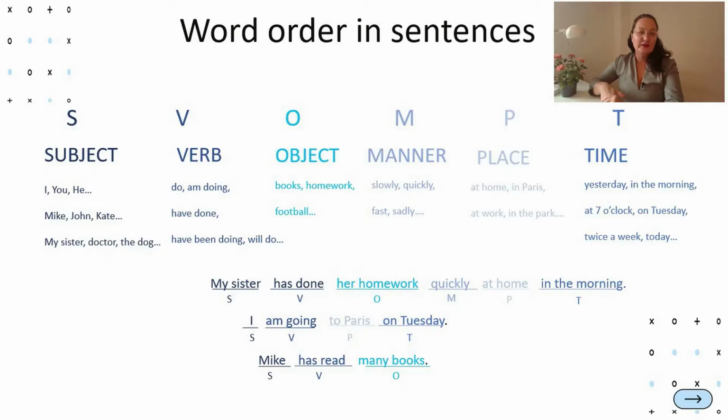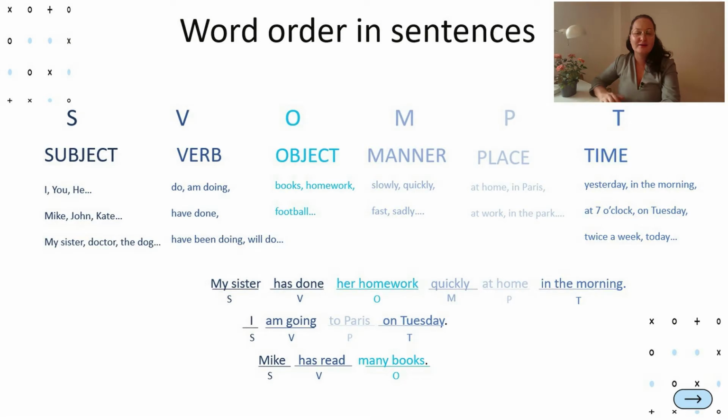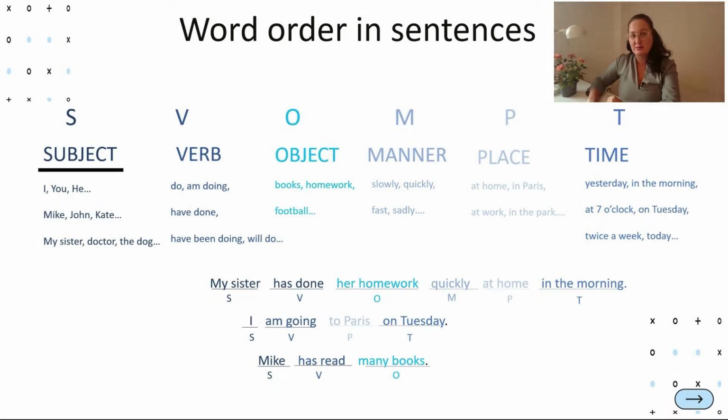Okay, let's go. So today we're talking about word order in the English sentence, and in English it is very important to follow word order, especially if you are on elementary, pre-intermediate or intermediate level. In future, when you are more advanced in your English, you will feel more free to change the word order, but at this stage I recommend you to remember this word order because it can change the meaning or fluency of a sentence. So generally sentences follow the SVOMPT pattern, and it consists of S as subject.